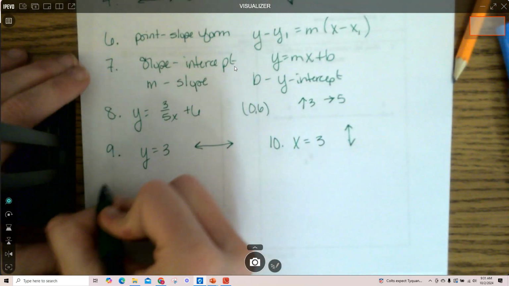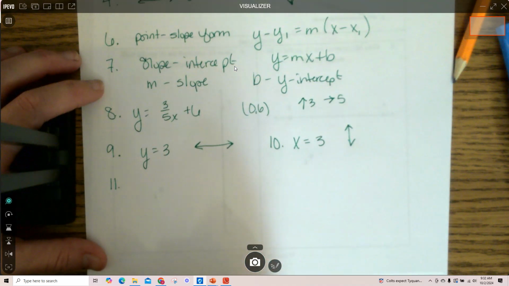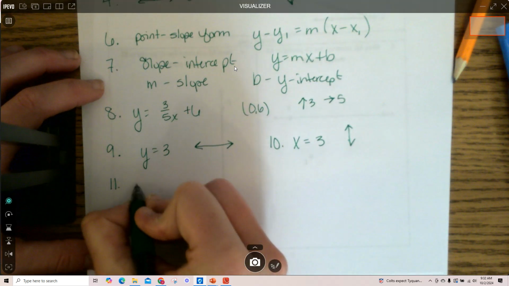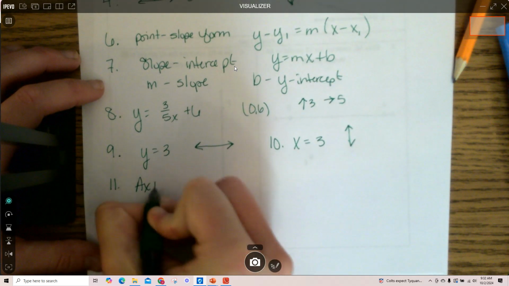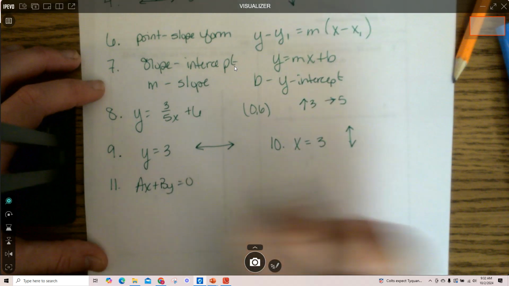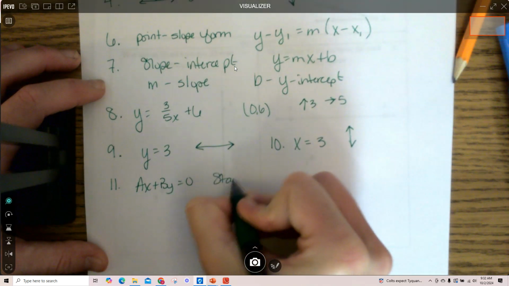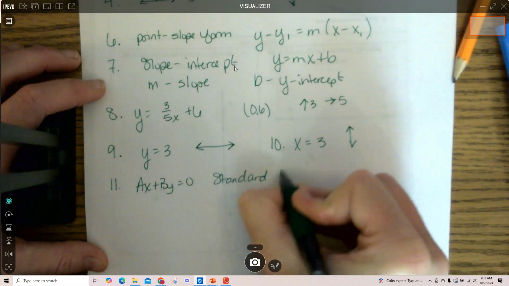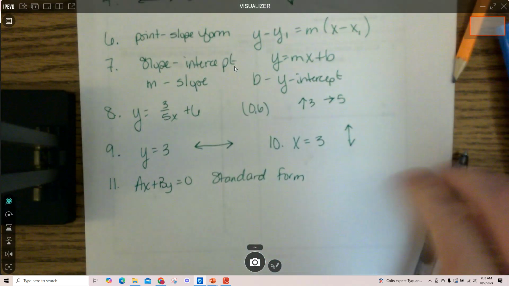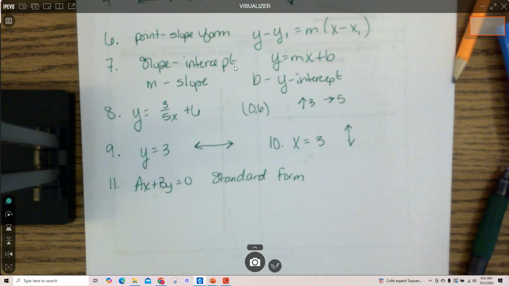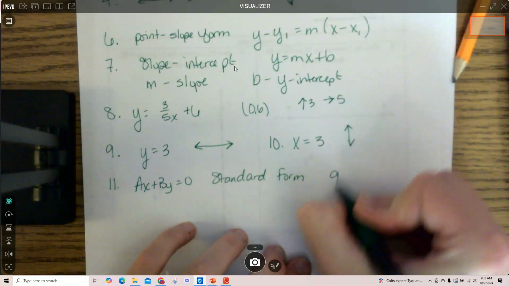Okay? 11. The equation ax plus by plus c equals 0, where a and b are not both 0, is called the blank form of the equation. Standard form. It says general. General? Yeah. Okay, same difference. So general form.